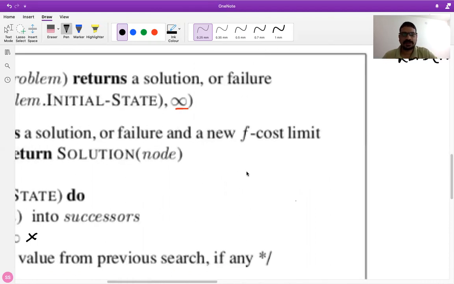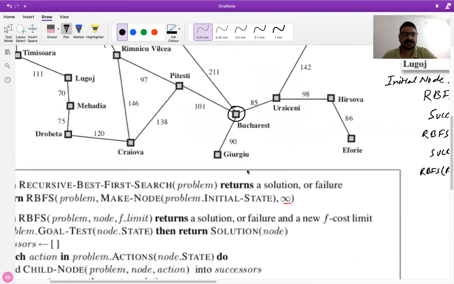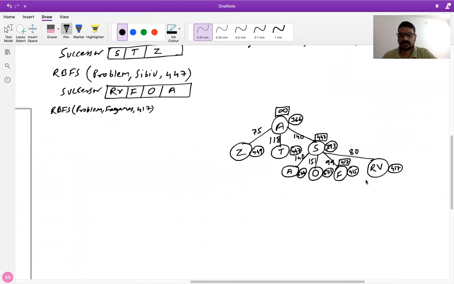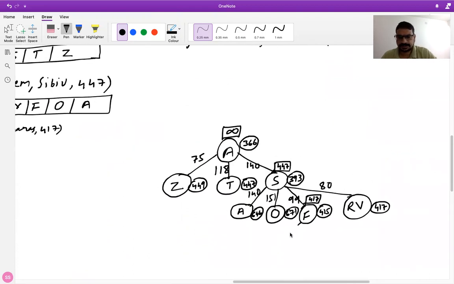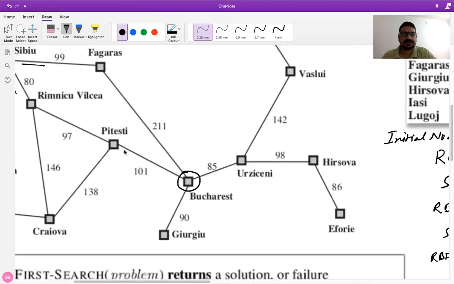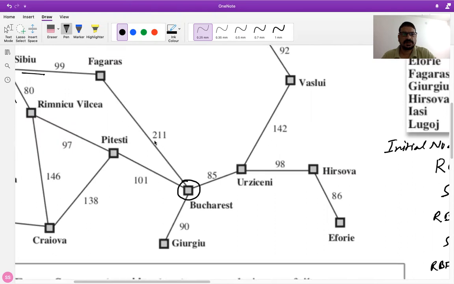Now I'll explore Fagaras. If I explore Fagaras, how will it go? Let's see the diagram. From Fagaras, where can we go? We can go to Sibiu, we can go to Bucharest. Only two alternatives. So either I can go to Sibiu or I can go to Bucharest. For Sibiu, the path cost is 99. For Bucharest it is 211.